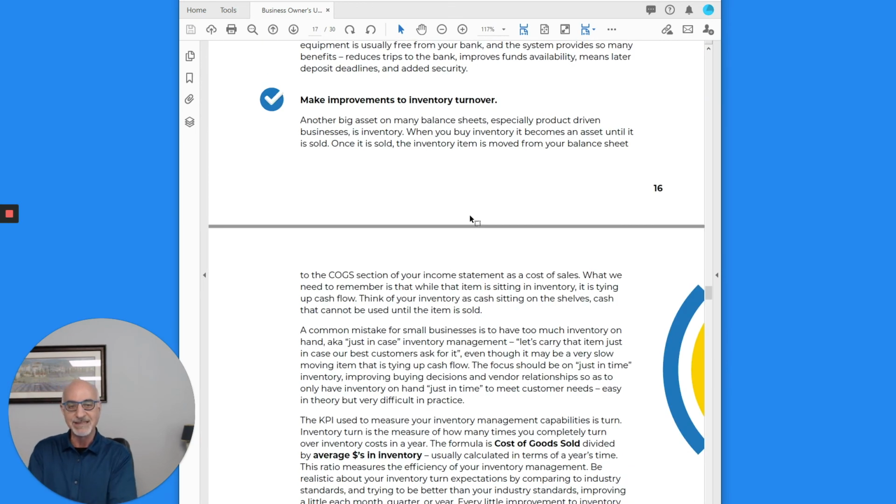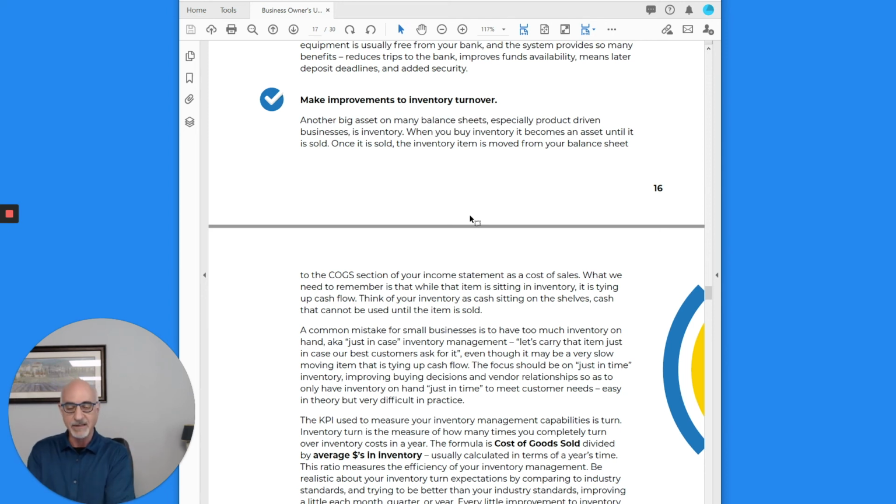The next biggest asset on most small businesses' balance sheet is inventory. If you're in a product-driven business, you want to make sure you're managing your inventory, managing the turnover in your inventory, because that's just cash sitting on the shelves. How many times can you turn the inventory over in a year to turn that cash that you've already spent on that inventory into cash so it's flowing through your operations?